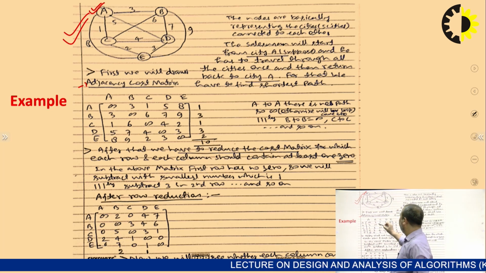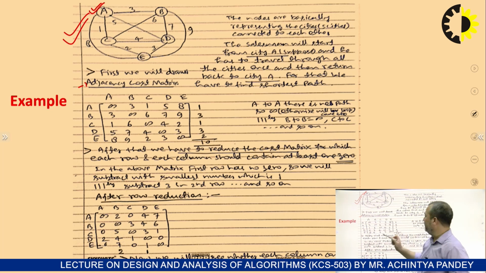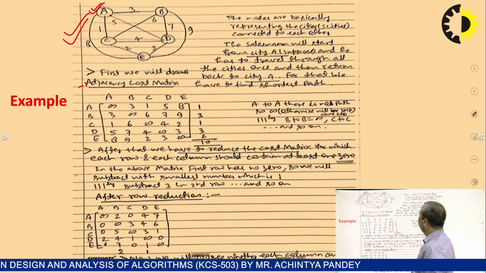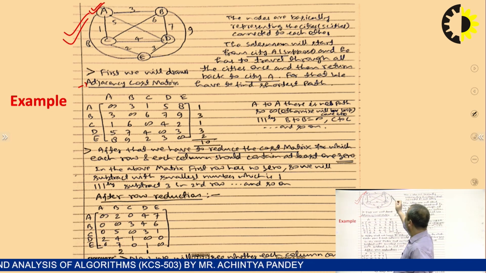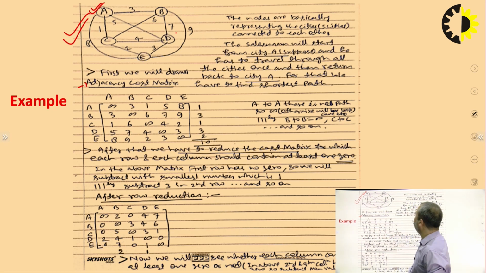A to B is given 3, A to C is 1, A to D is 5, and A to E is 8. So from A to all of B, C, D, E the weights are like this. Similarly, from B we can see B to A is 3, B to B will be infinite, B to C is 6, B to D is 7, and B to E is 9. Similarly for C, D, E. We can verify C to A is 1, C to B is 6, C to C will be infinite, C to D will be 4, C to E will be 2, and likewise for D and E.